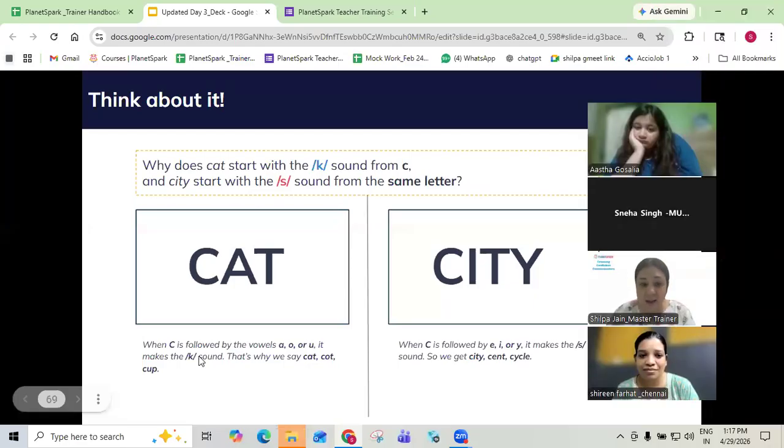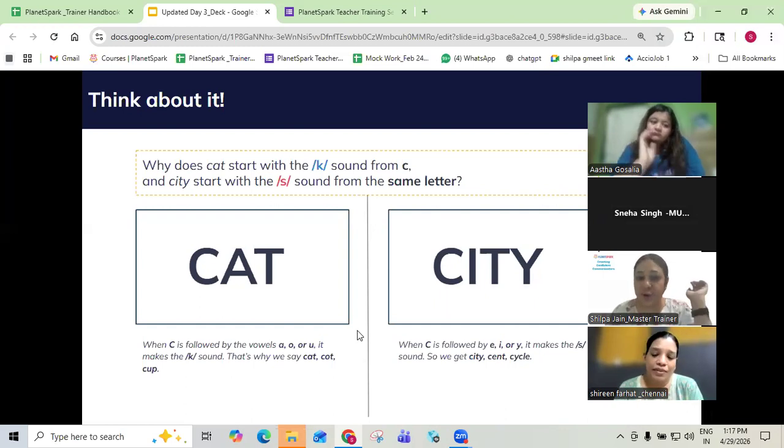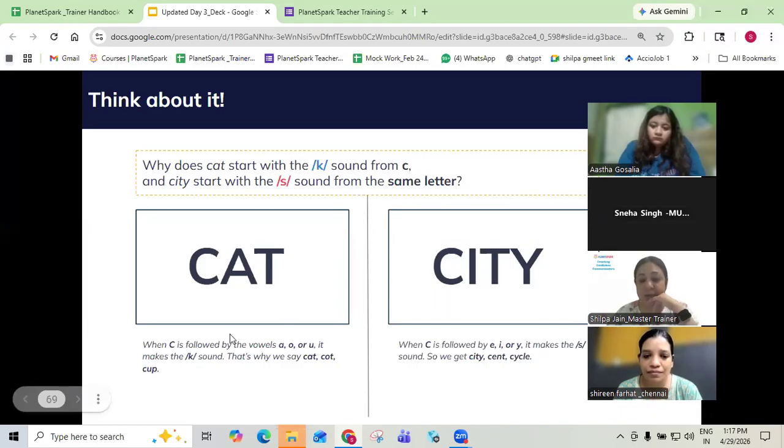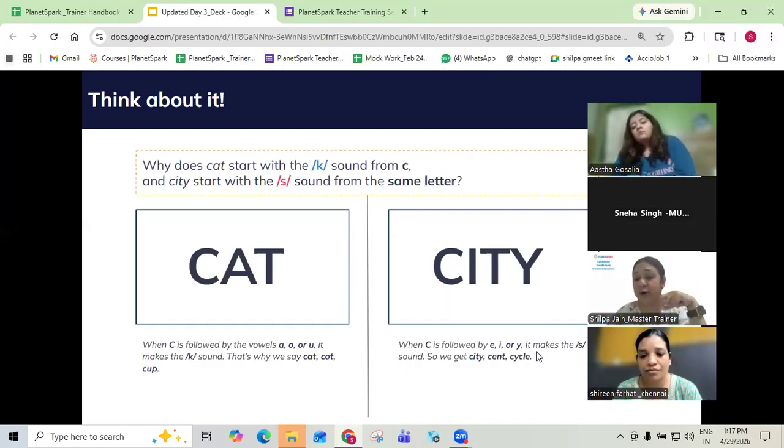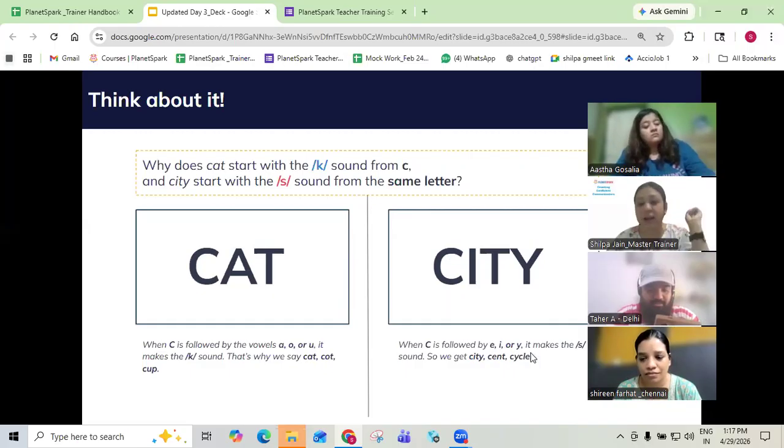Somebody asked me, please explain the rule, so you can take a screenshot of this. Whenever C is followed by A, O, or U, it makes the K sound. And whenever C is followed by the three best friends, that is E, I, or Y, it makes the soft sound, that is S. And it sounds like city, scent, and cycle. I hope you have taken a screenshot of this.